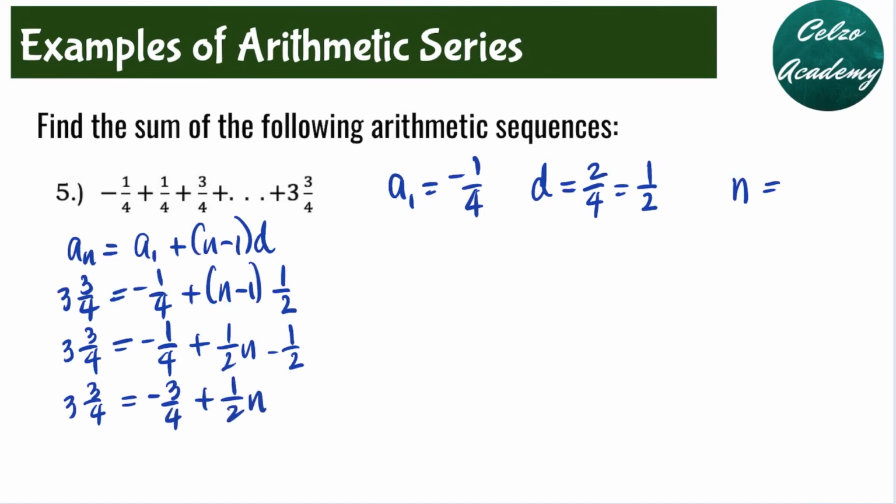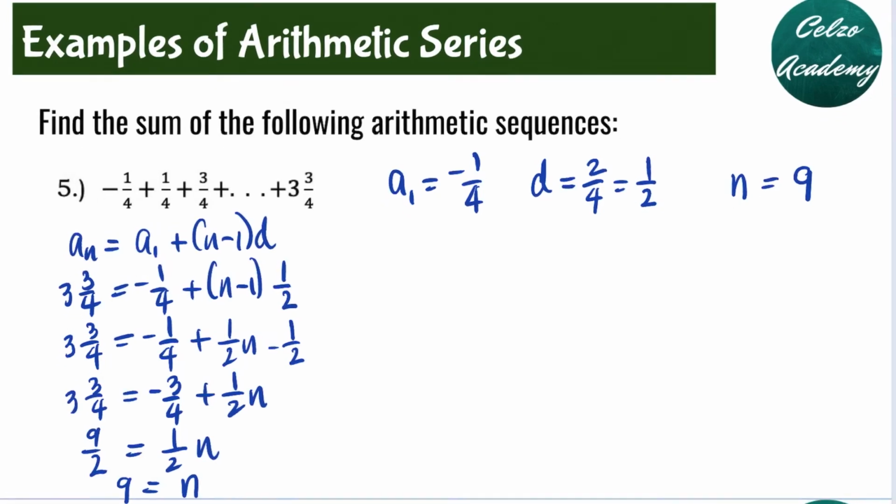1/2 n. Now we will add 3/4 to both sides, and that becomes 3 6/4, which is the same thing as 4 1/2, or 9 over 2, is equal to 1/2 n. Multiplying both sides by 2, this means that n is equal to 9. So there are 9 terms in this arithmetic series.